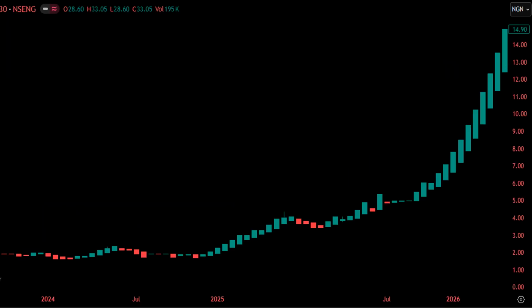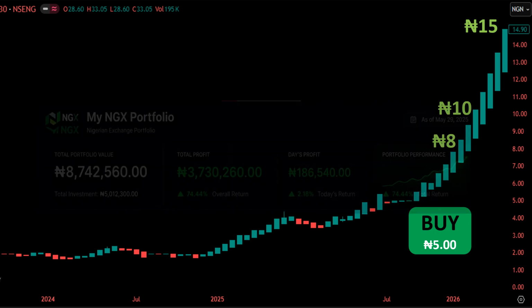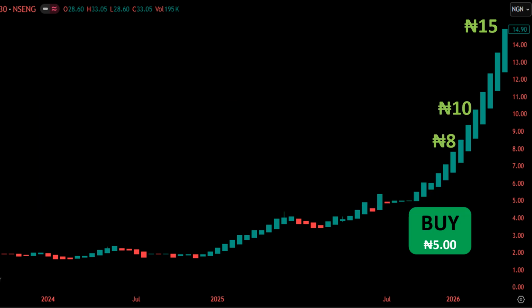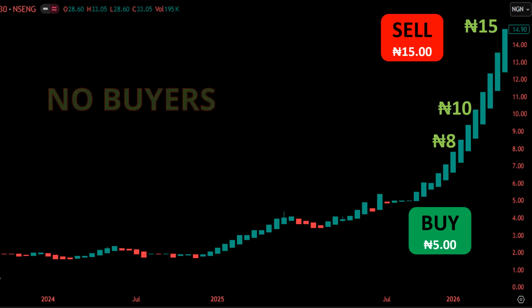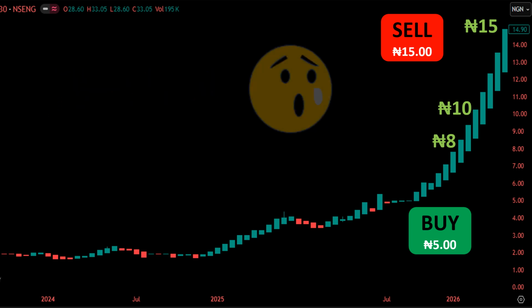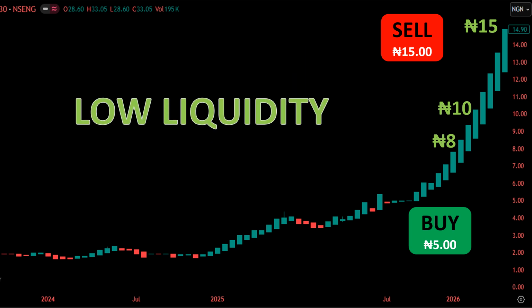Imagine buying a stock at 5 naira. A few weeks or months later, it rises to 8 naira, then 10 naira, then maybe even 15 naira. At this point, you're feeling like a genius, right? Your portfolio is green, your account shows profits, everything looks great. But then you decide to sell, and suddenly nothing. No buyers, no execution, no exit. Your profit exists only on paper. This happens because of low liquidity.